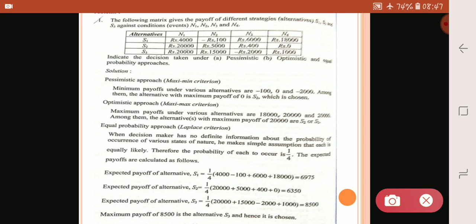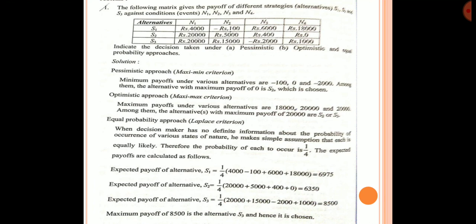So from this S1, S2 and S3, the maximum payoff is given by S3. So S3 will be chosen to make the decision. This is how you find for Laplace criterion.